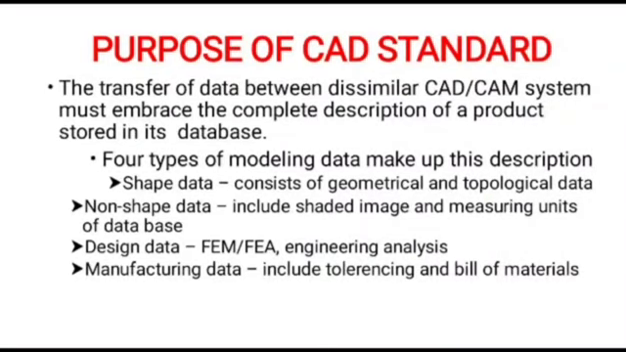The transfer of data between dissimilar CAD/CAM systems must embrace the complete description of the product stored in its database. There are four types of modeling data that make up this description. First one is shape data, then non-shape data, design data and manufacturing data. The shape data consists of geometrical and topological data. The non-shape data includes a shaded image and the measuring units of the database. The design data covers FEA and engineering analysis. The manufacturing data includes tolerance and bill of materials.